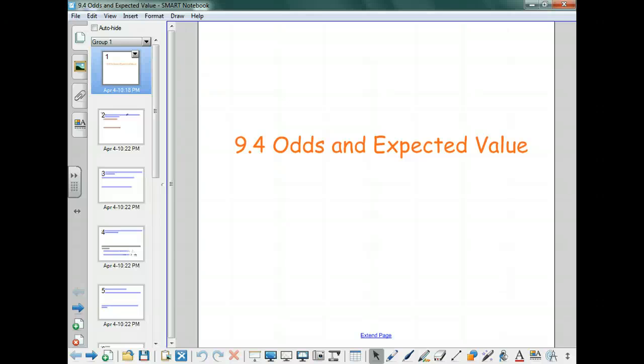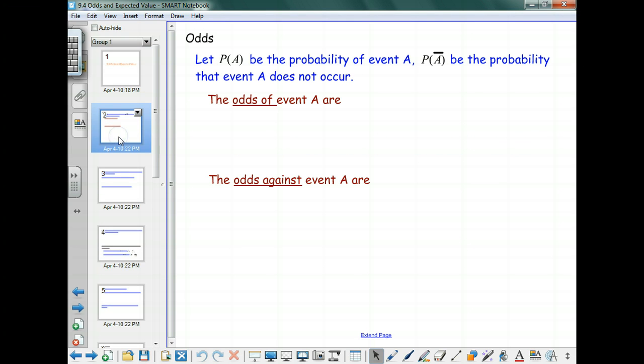Okay, section 9.4 is about odds and expected values. There's actually two completely separate topics within this section that we're going to take a look at. The first one being odds.